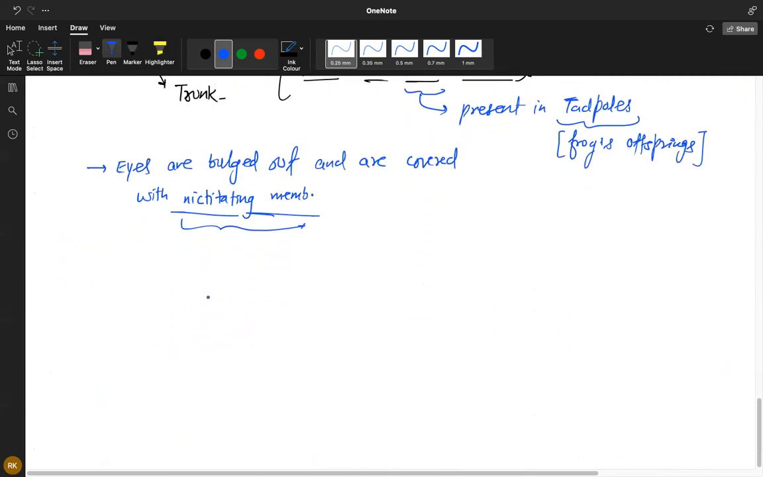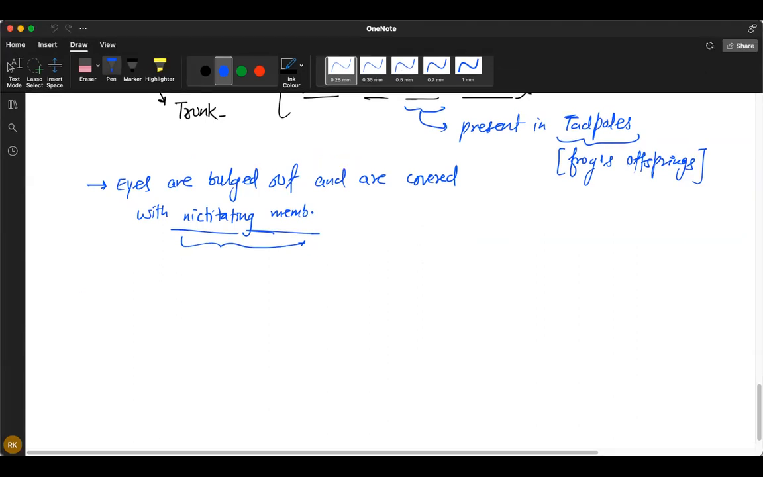We have reached a point where we are talking about the eyes. Frogs have bulged out eyes, which are covered with a nictitating membrane. Do you have any idea, Devangi, what we mean by nictitating membrane? No? Okay. Let me show you a video, if I may. Translucent. Yes, you're right. Let me see if I can show you a video.